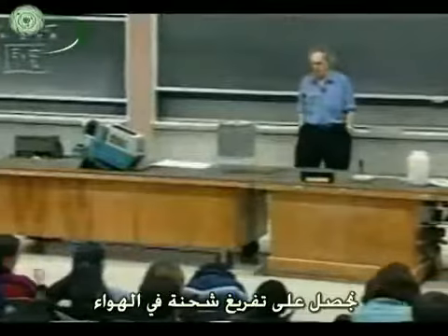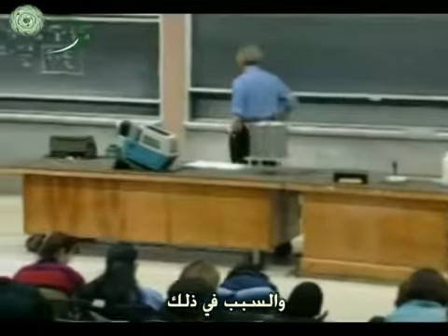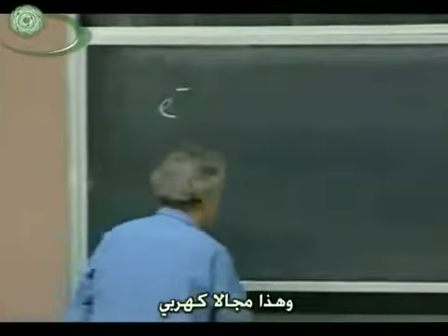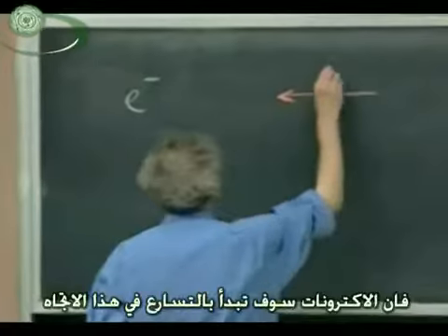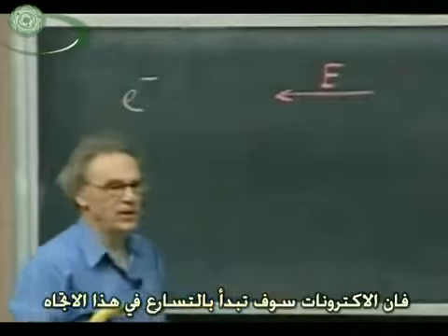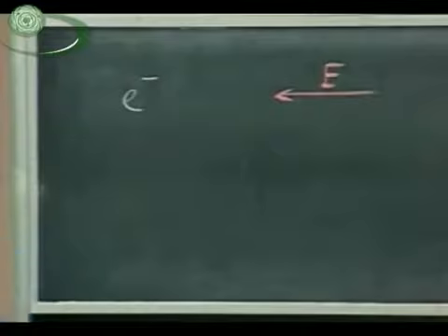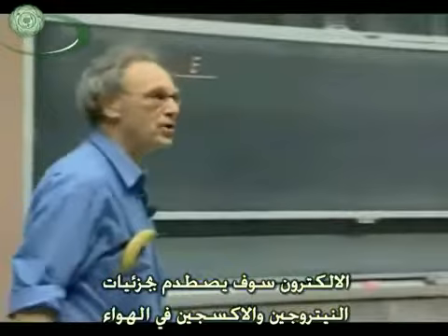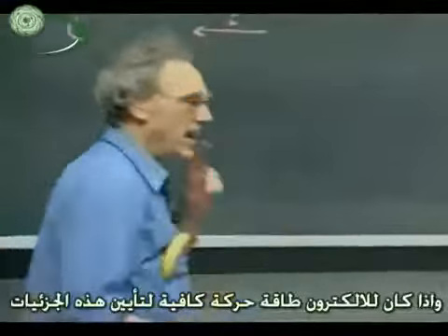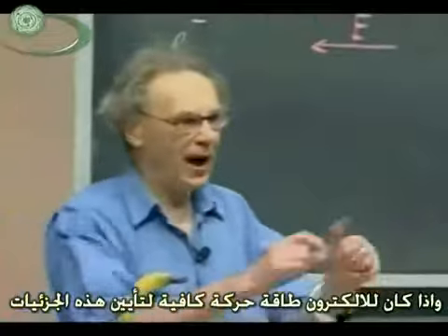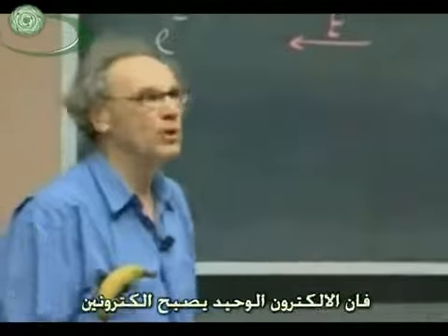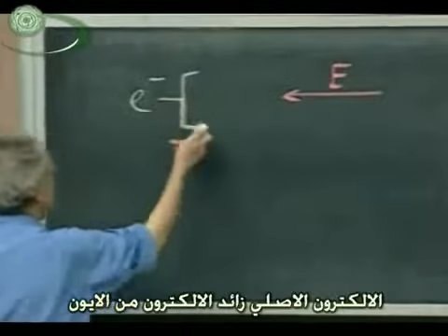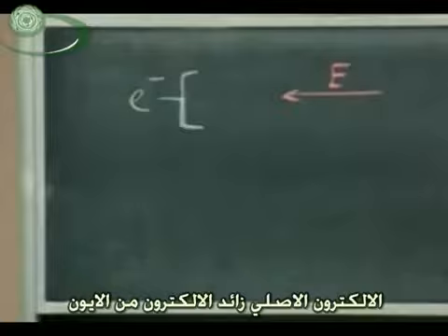We get a discharge into the air, and the reason for that is actually quite simple. If I have an electron here, and this is an electric field, the electron will start to accelerate in this direction. The electron will collide with nitrogen and oxygen molecules in the air, and if the electron has enough kinetic energy to ionize that molecule, then one electron will become two electrons, the original electron plus the electron from the ion.